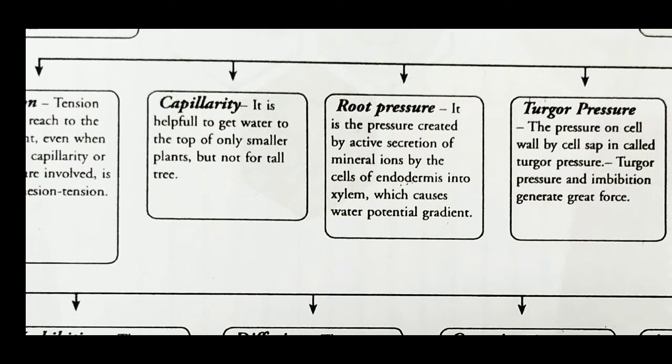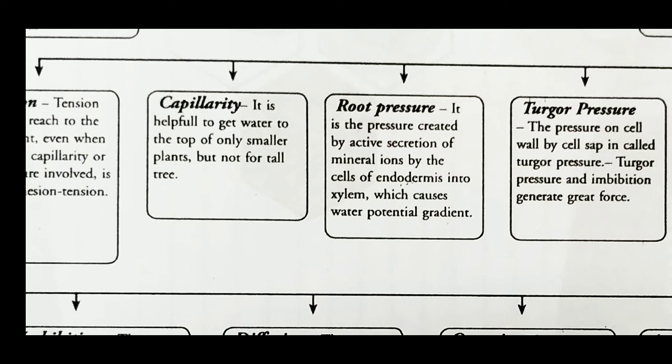Secondly, it is capillarity, or the capillary action. It is helpful to get water to the top of the plant only in smaller plants, but not for all tall trees, because against the capillary action, the gravitational pull is also acting. So this capillarity is only useful in small plants.